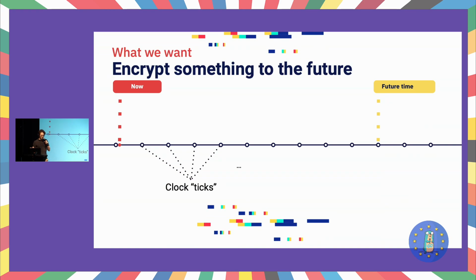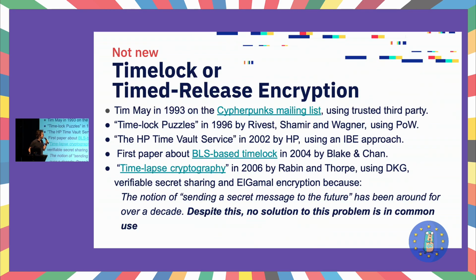So the first people who thought about that were the crypto-anarchists back in the 90s. And the idea back then was, you just give your plain text to somebody, and when the time has come, they can reveal the plain text using a notary system. And that's not great, because you need to trust somebody.